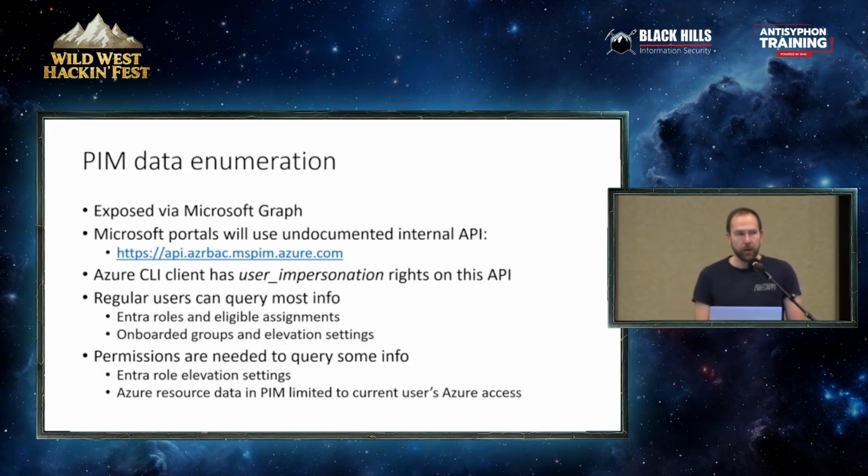Unfortunately, for some other parts, we do need to have privileges in the tenant. If you want to know what settings there are to activate global admin rights, you need to have security reader or global reader. And for Azure access, you need to use an account that already has access to the Azure resources to be able to query that. So it's unfortunate that we cannot see everything with Privileged Identity Management, but if you're doing this from a blue team point of view, you don't have this problem. With global reader, you can see all of this.